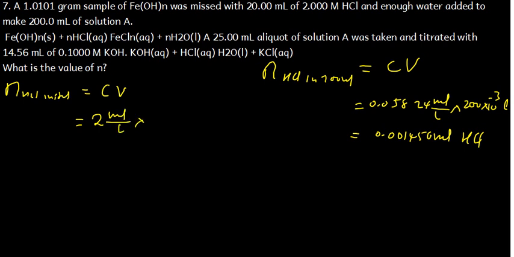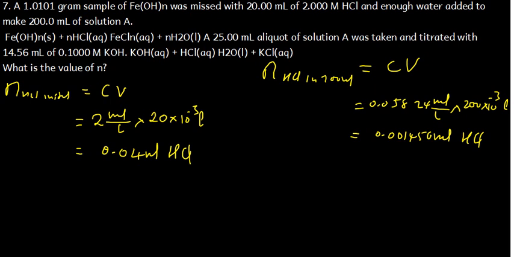And then multiply by the volume. The volume is 20 milliliters. Convert that to liters by multiplying by 10 to the power negative 3. And so that is going to give us 0.04 moles of hydrochloric acid.